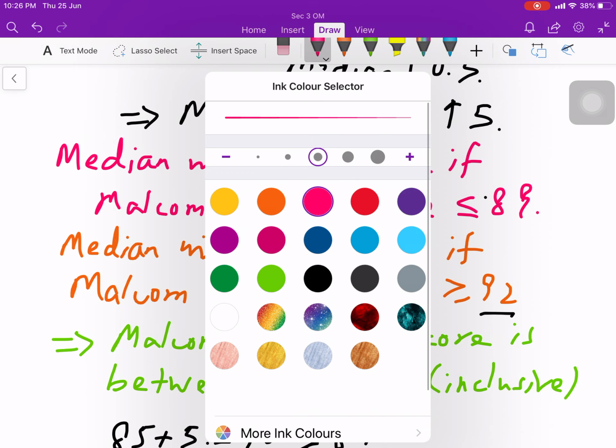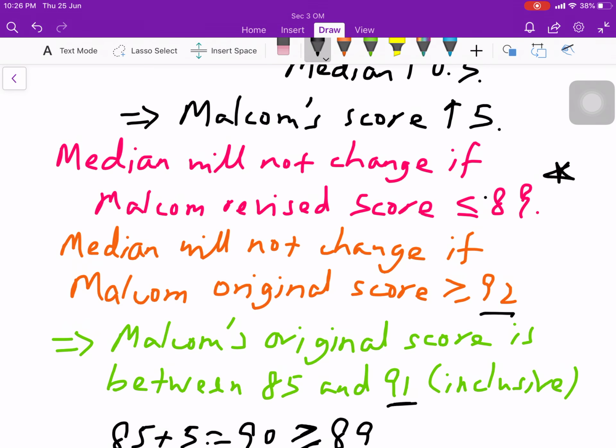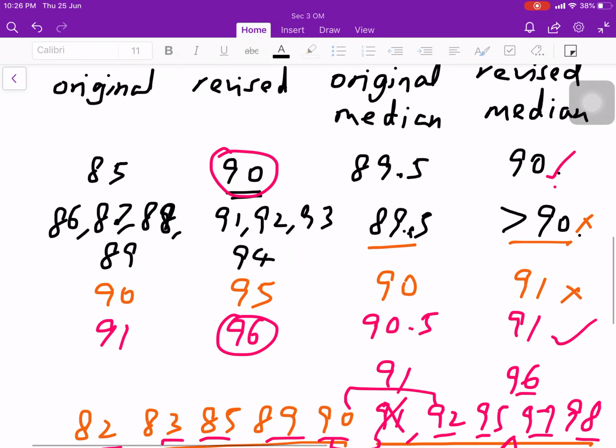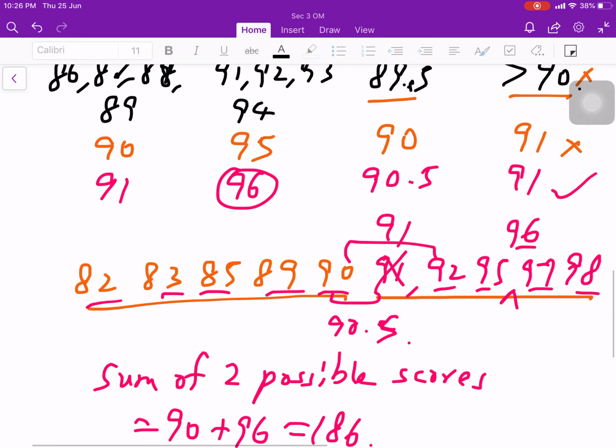Therefore, I think the key statement is here. Can you see that these 2 are the key statements? This part here and this part here, key statement. From there, we know that Malcolm's original score is between 85 and 91. Therefore, you just need to cover all cases from 95 all the way to 91, the original score, and then see what happened. All right, okay, with that, I stop here.